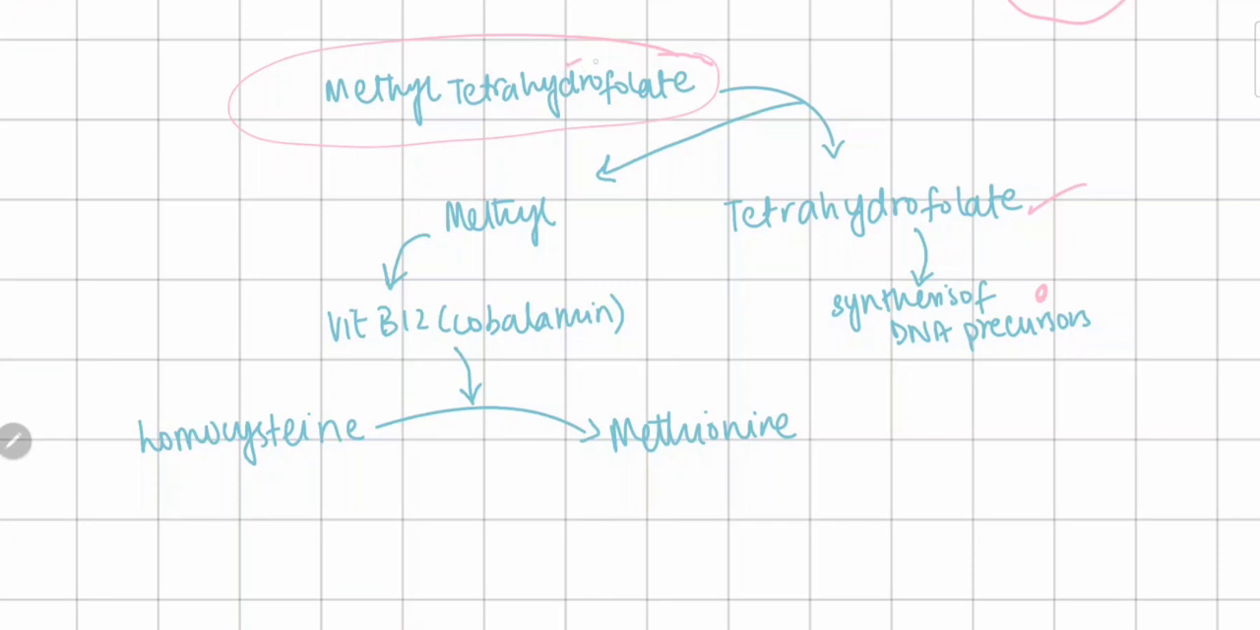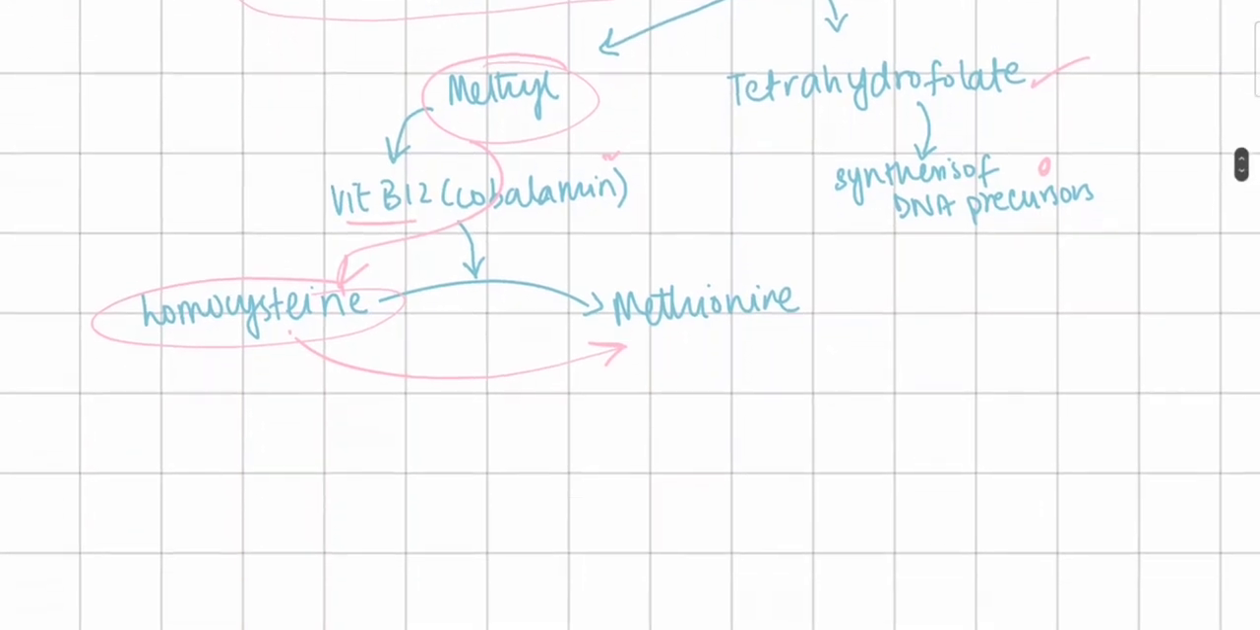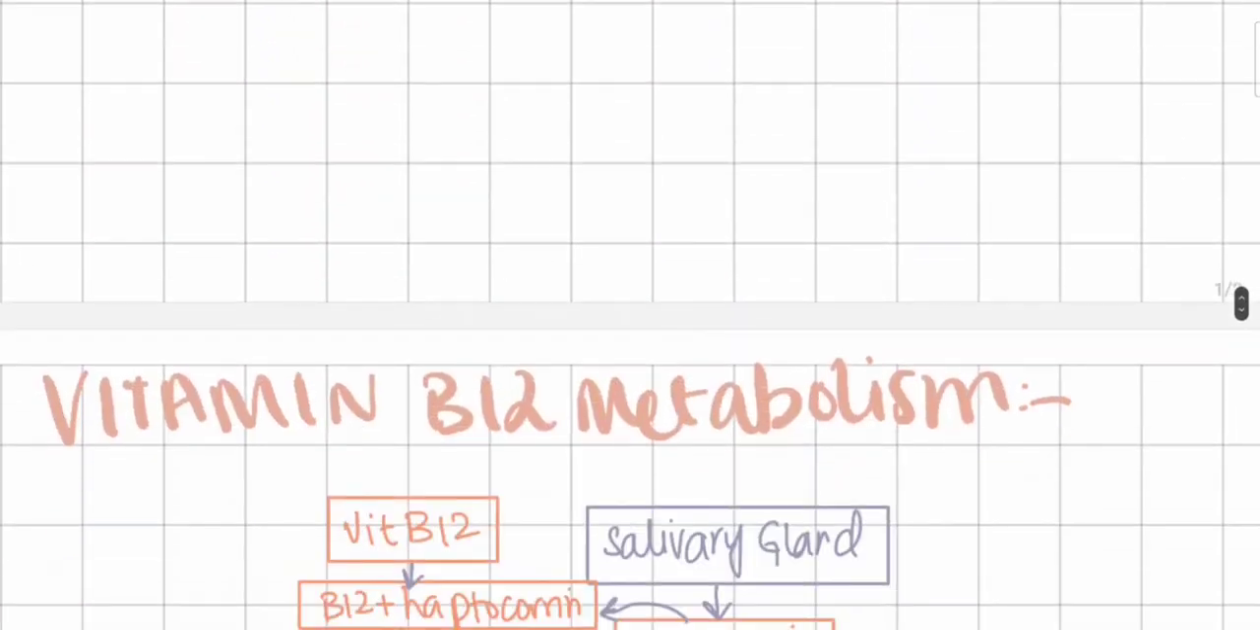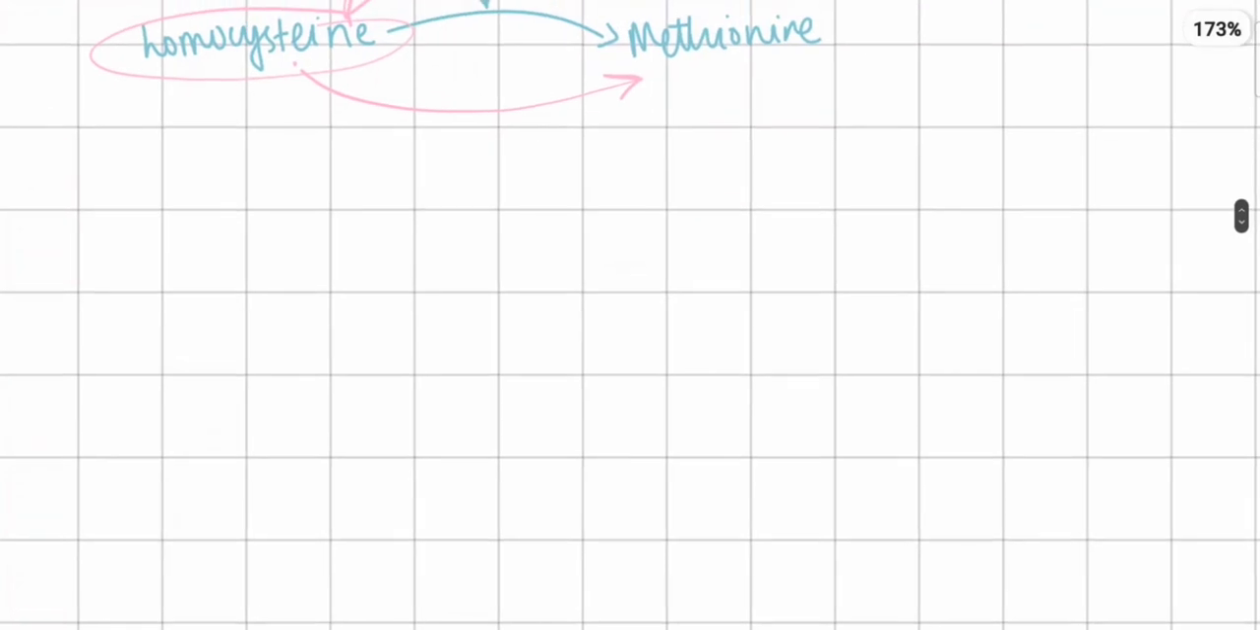But the methyl of methyl tetrahydrofolate is transferred to cobalamin, that is vitamin B12. And this vitamin B12, after its function, is going to send this methyl group to homocysteine, and then this homocysteine is going to become methionine. This association is important. It is going to come up later in folate deficiency, and I'm going to explain it to you there as well. Now we're going to move onward to folate deficiency first.